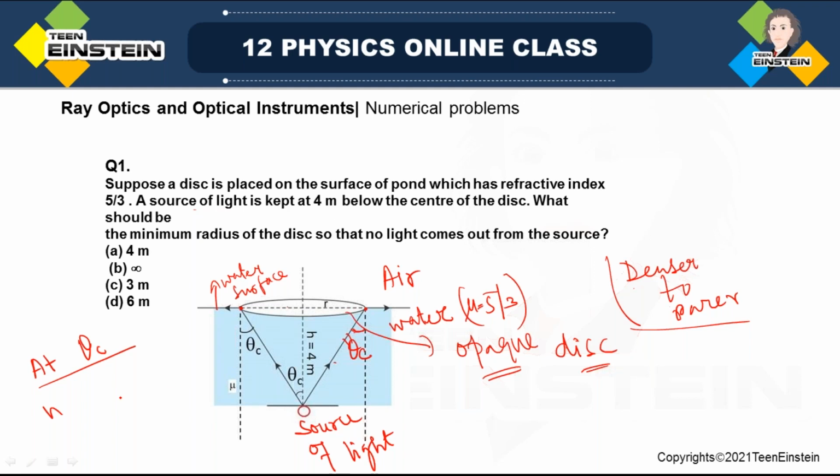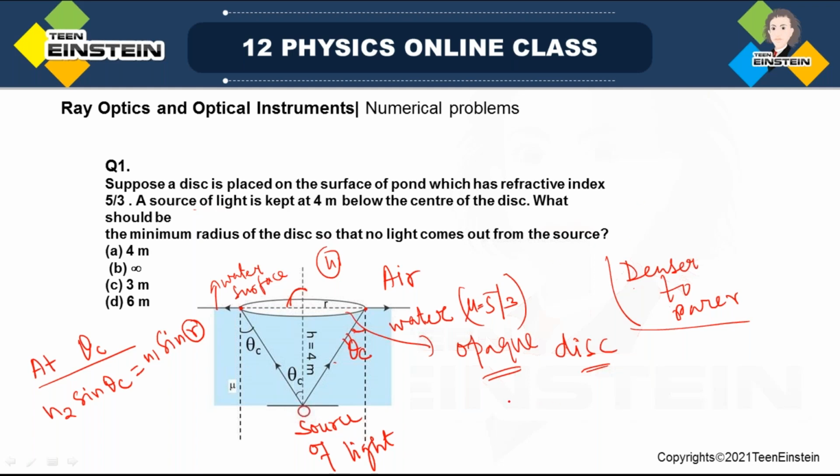I'll write this is N2. Suppose N2 sine theta c is equal to, suppose this has N1 refractive index, so N1 sine R. This is Snell's law I should have written. So in this case, look, this R will be perpendicular.